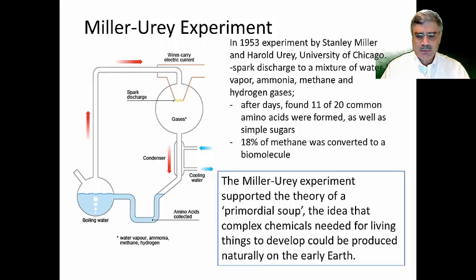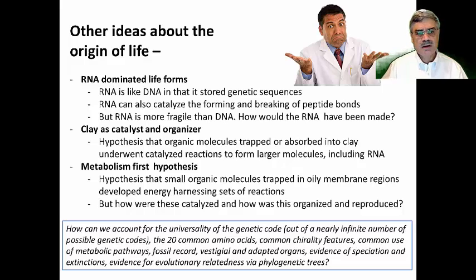So this supports the theory of a primordial soup idea, that if there is a mixture of chemicals necessary for life, then life at least had an environment where it could spontaneously have been created. And there are other ideas about the origin of life that have some basis. One is that maybe early life originated with RNA being the dominant nucleic acid.